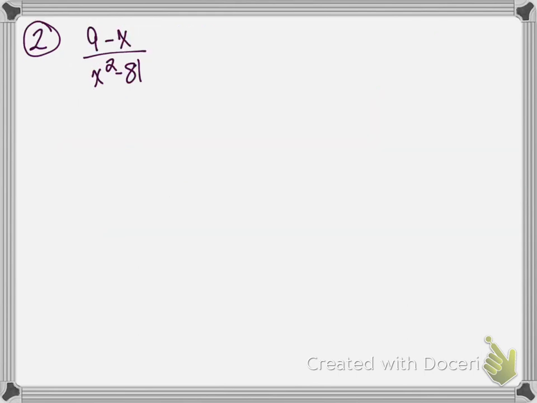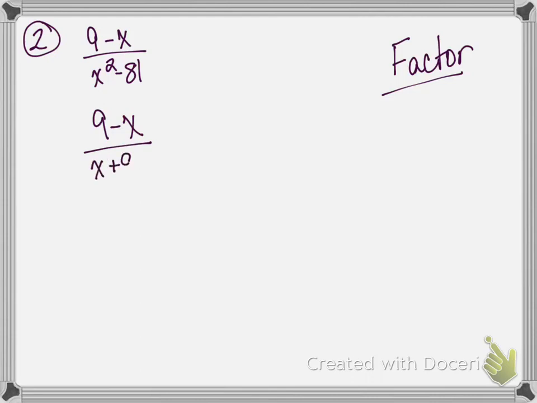Now, number 2 looks a little bit different because we have 9 minus x, and I think that that's a super important thing for us to be able to identify, because it looks backwards from what we're used to seeing. We're used to seeing x minus 9. So I can leave my 9 minus x the same, and then I can do my denominator. And when I factor x squared minus 81, I get x plus 9, x minus 9, because x squared minus 81 is the difference of perfect squares.